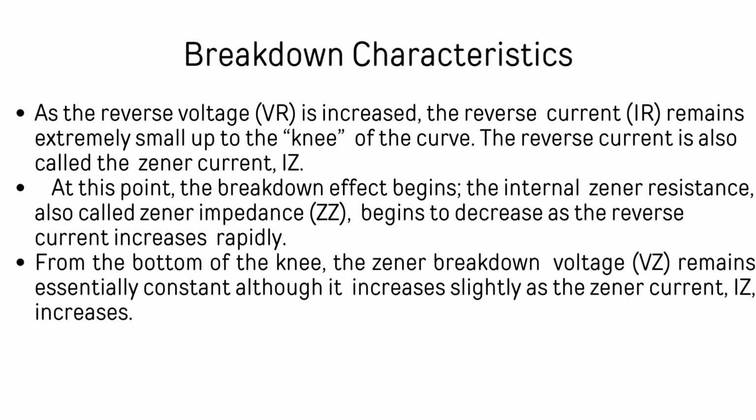Breakdown mechanisms. As the reverse voltage VR is increased, the reverse current remains extremely small up to the knee of the curve. The reverse current is also called the Zener current IZ. At this point, the breakdown effect begins. The internal Zener resistance, called Zener impedance, begins to decrease as the reverse current increases.